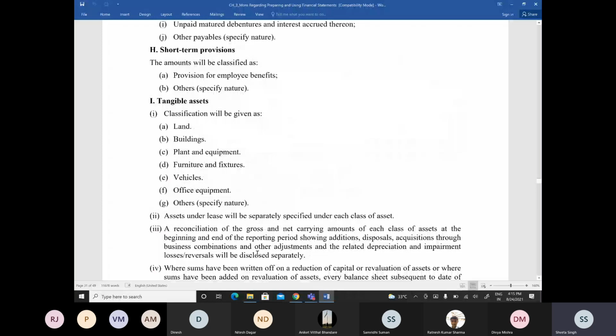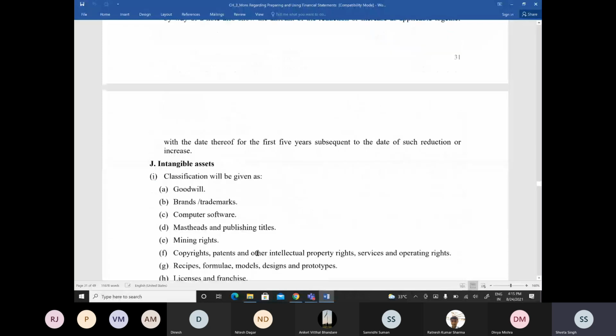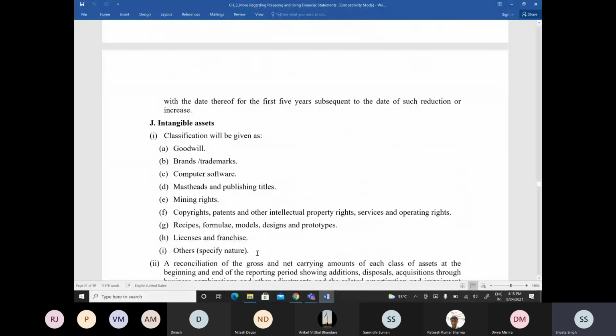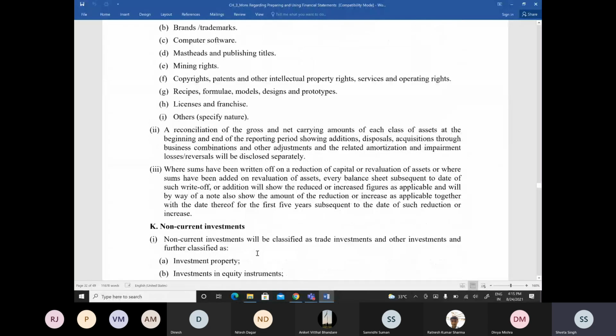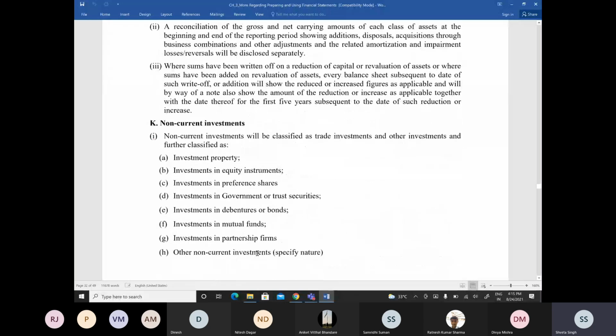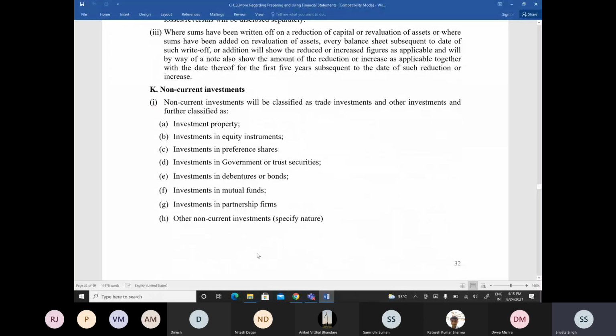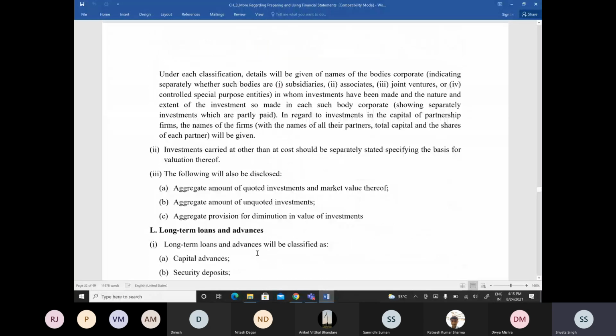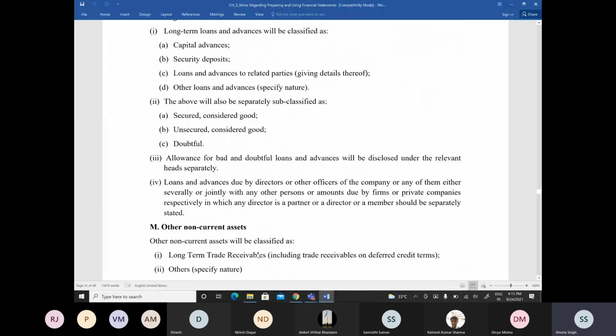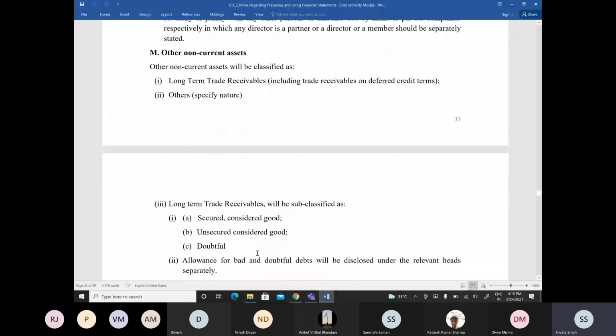It is also given on the Companies Act website. You can go to a website called indianlaws.com, or simply Google the new format of balance sheet and you will get all of this. All these details are also given in this material for you in one place, so that you can go through it.